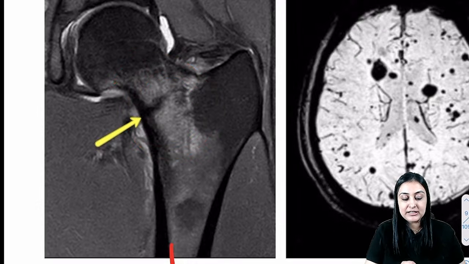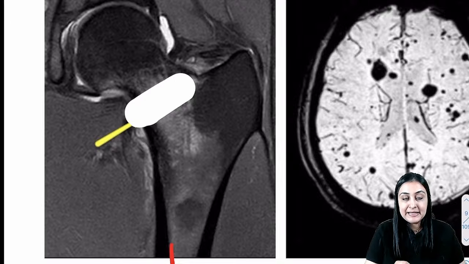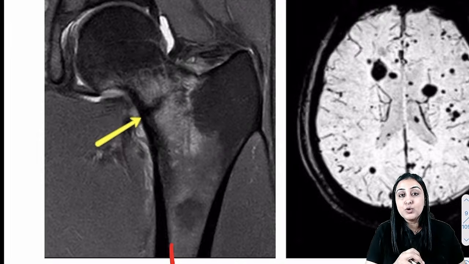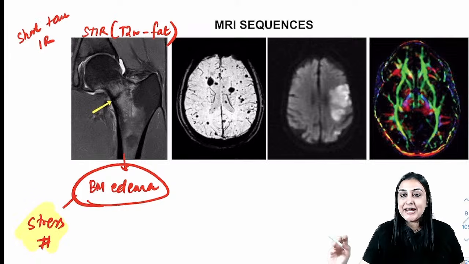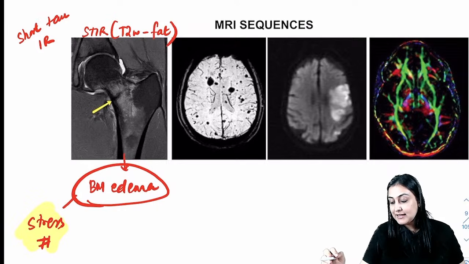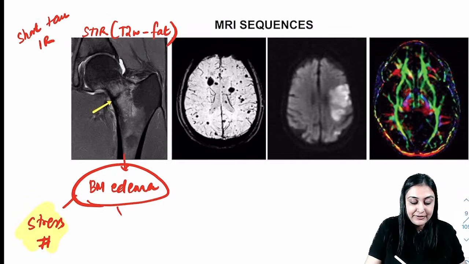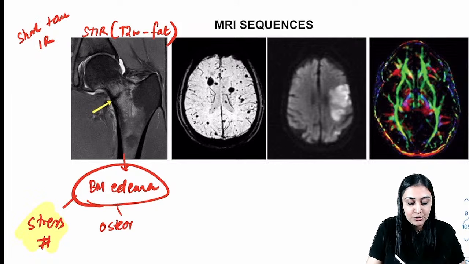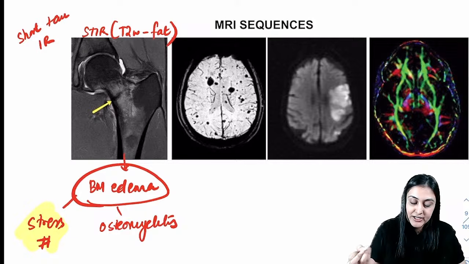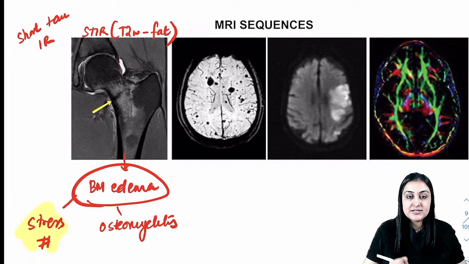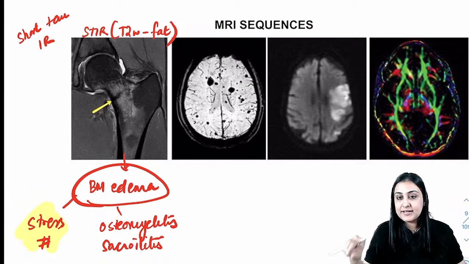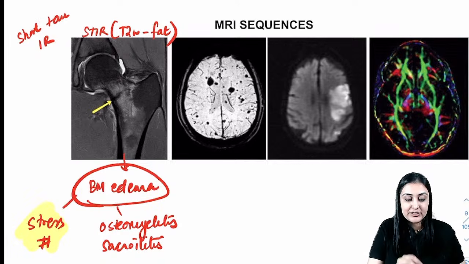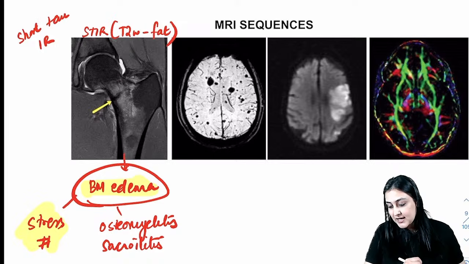It will not have cortical discontinuity. It will be a hypointense fracture line with surrounding bone marrow edema. That is why, do you remember, for stress fracture what was the investigation of choice? It was MRI. For any other fracture, it was CT scan. On the other hand, if I want to pick up acute osteomyelitis, investigation of choice, MRI. Sequence of choice, STIR. If I want to pick up sacroiliitis, investigation of choice, MRI. Sequence of choice, STIR. Right? So the concept is bone marrow edema, MRI is our guy.